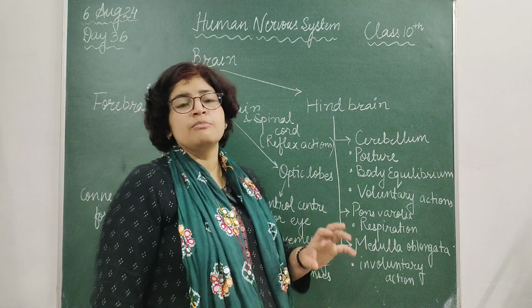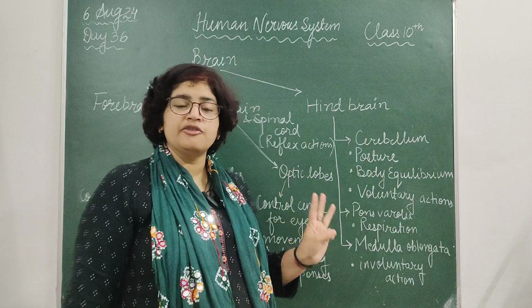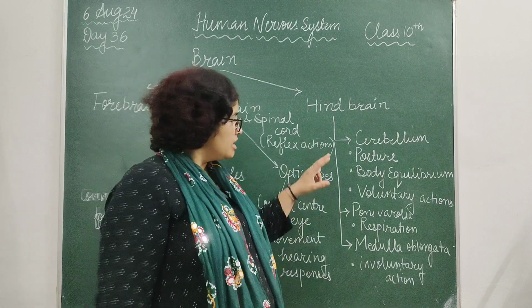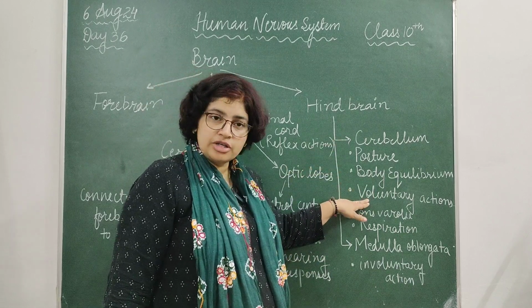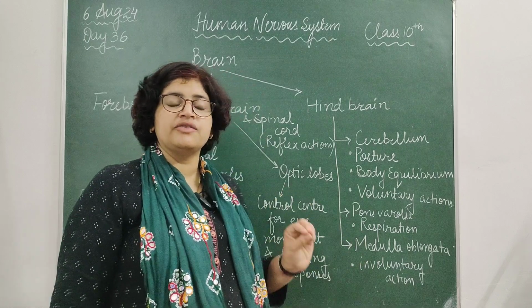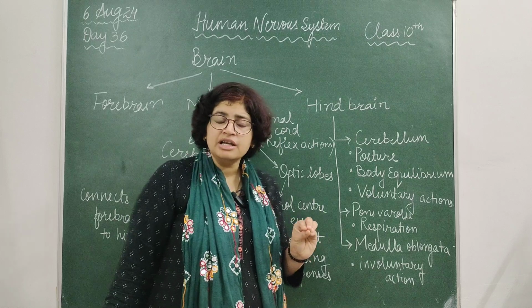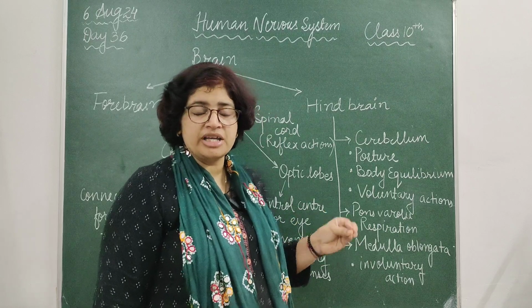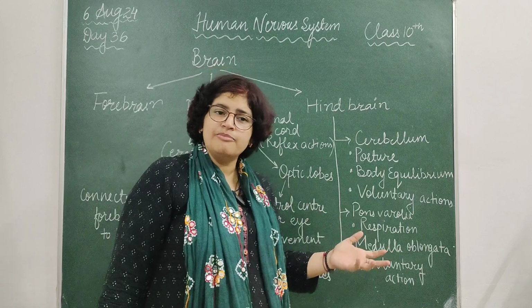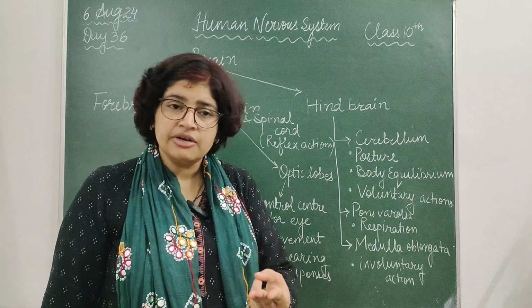Actually, our body performs basically three types of actions: voluntary, involuntary and reflex actions. So cerebellum is meant to control your voluntary actions. Medulla will control our involuntary actions, which are generally performed by our internal organs and without our will. They do not require our will to be functional. The third I taught about is the reflex actions.